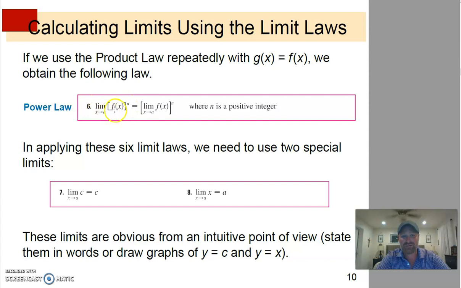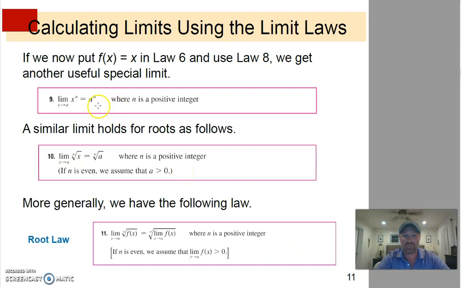The limit as x approaches a of f of x to the nth power is the same as the limit as x approaches a of f of x, and then raising that entire thing to the nth power. And then the limit as x approaches a of a constant c simply equals c. And the limit as x approaches a of x itself is just a, okay? So they're pretty obvious, right? If you take a look at it and you understand what we're talking about with respect to the functions, but you still have to understand that these laws also hold true.